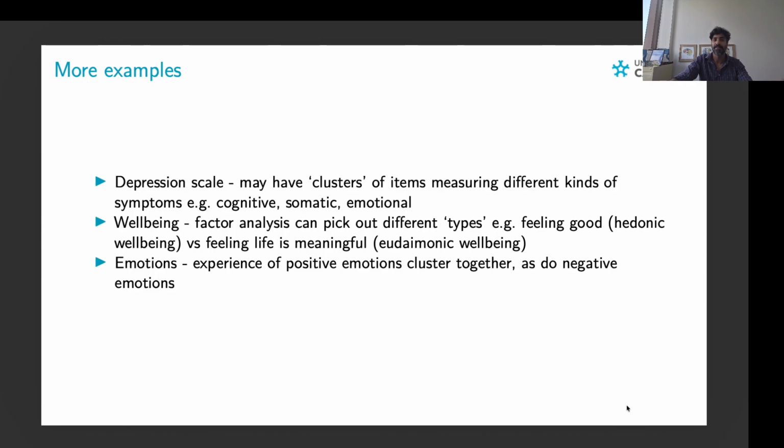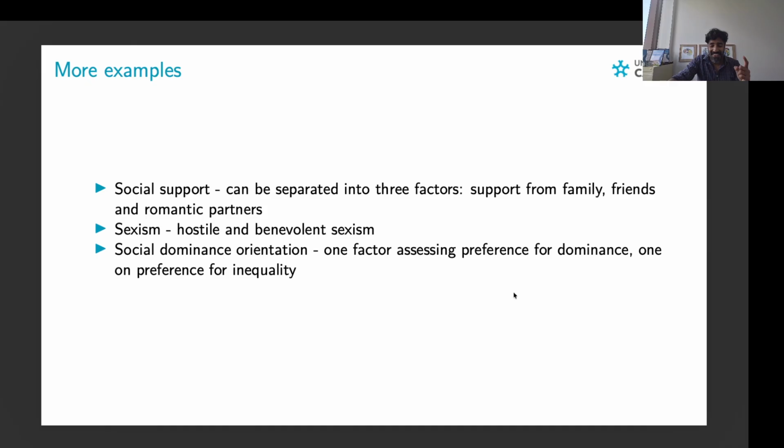Well-being, so factor analysis can pick out different types. For example, feeling good, which is hedonic well-being, versus feeling life is meaningful, which is eudaimonic well-being. And also emotions. So experience of positive emotions cluster together, as do negative emotions. So these are more examples of how factor analysis can work. If that wasn't enough, here are some more examples. Social support can be separated into 3 examples: support by family, friends, and romantic partners. Sexism, there's hostile and benevolent sexism. And then social dominance orientation, 1 factor assessing preference for dominance, and 1 on a preference for inequality.